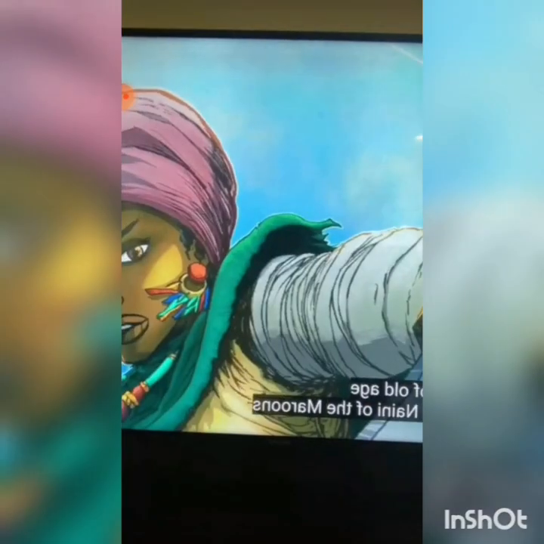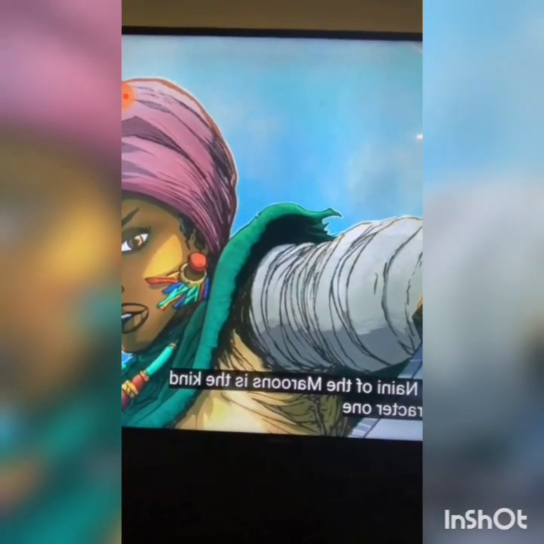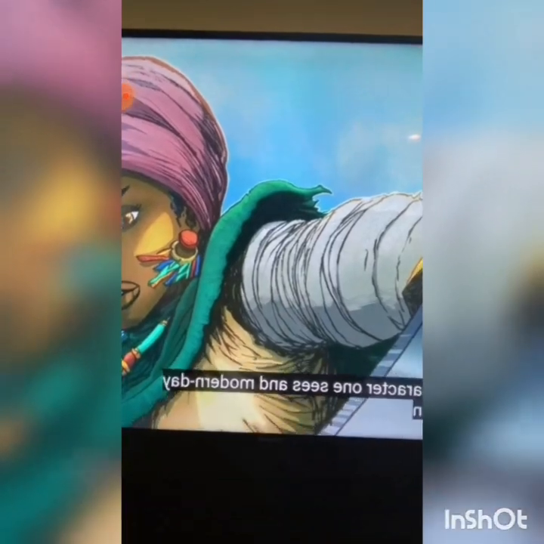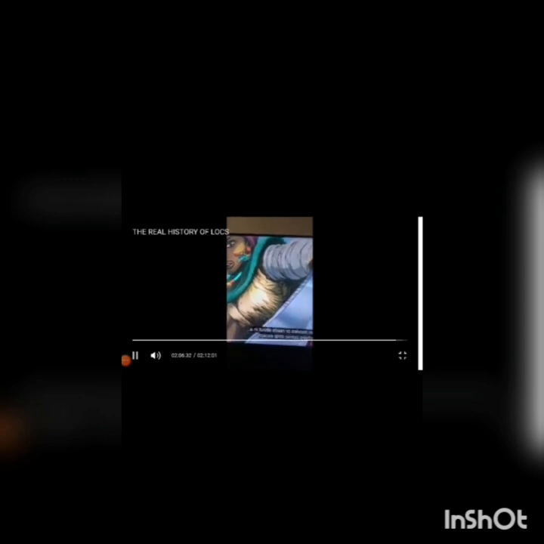Queen Nanny of the Maroons is the kind of character one sees in modern-day action movies or reads about in a superhero comic strip. Except for two differences. She was a black African female and a real person.